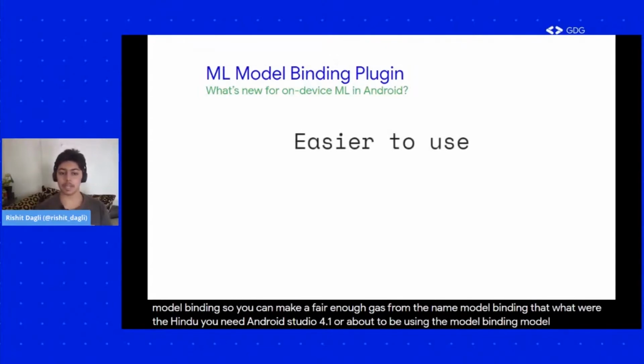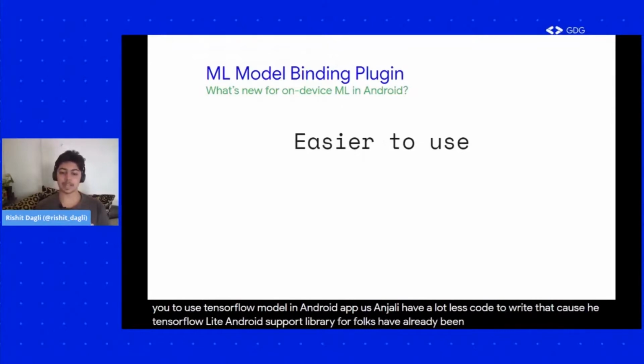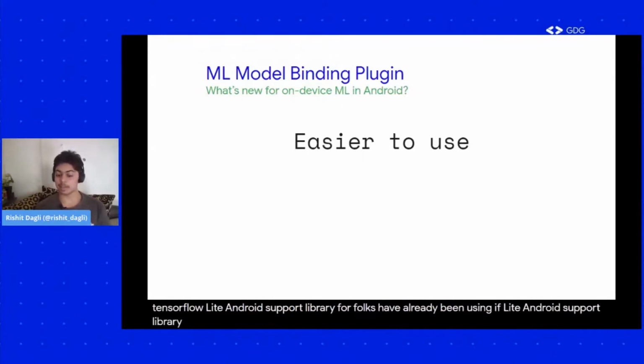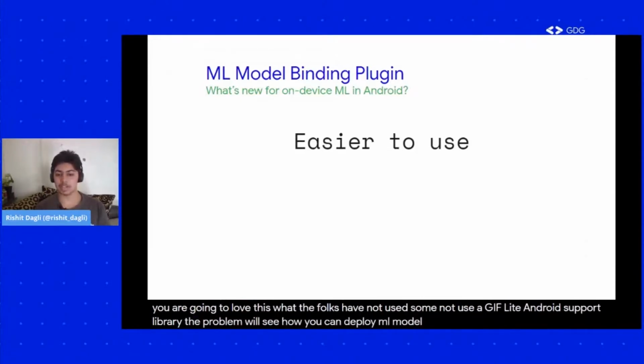The ML model binding plugin makes it super easy for you to use a TensorFlow model in your Android app. You essentially have a lot less code to write that calls the TensorFlow Lite Android support library. For folks who have already been using the TF Lite Android support library earlier, you will find this super easy. It will make writing the code a lot less work, and you are going to love this. For folks who have not used the TF Lite Android support library, no problem. You will see how you can deploy ML models on edge.